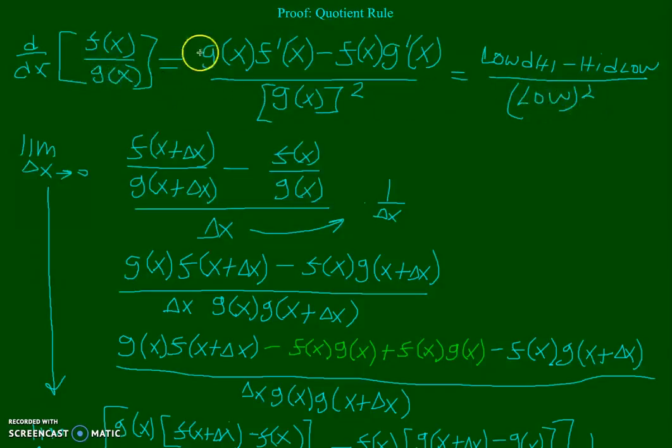So here it's low d high, derivative of the high, minus the high function times the derivative of the low function over the low function squared. Any way you want to remember it, this is the quotient rule for differentiation.